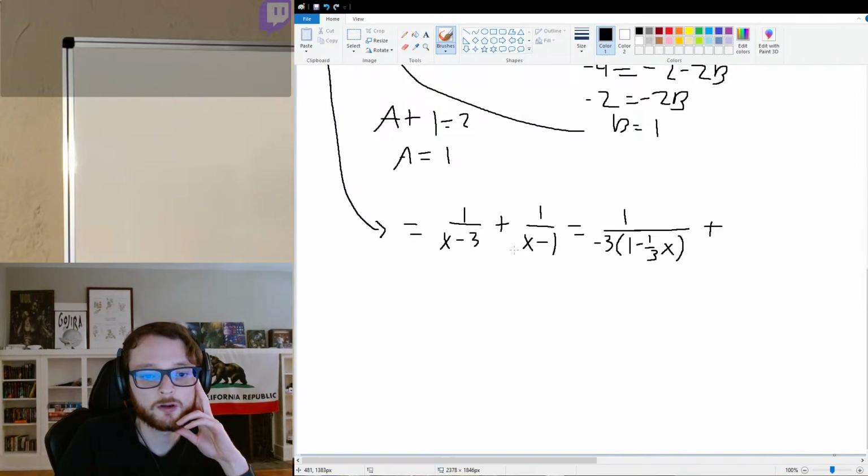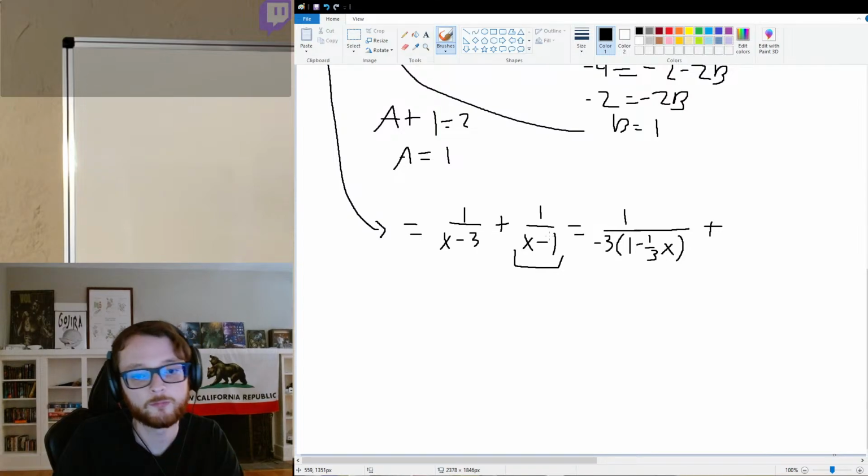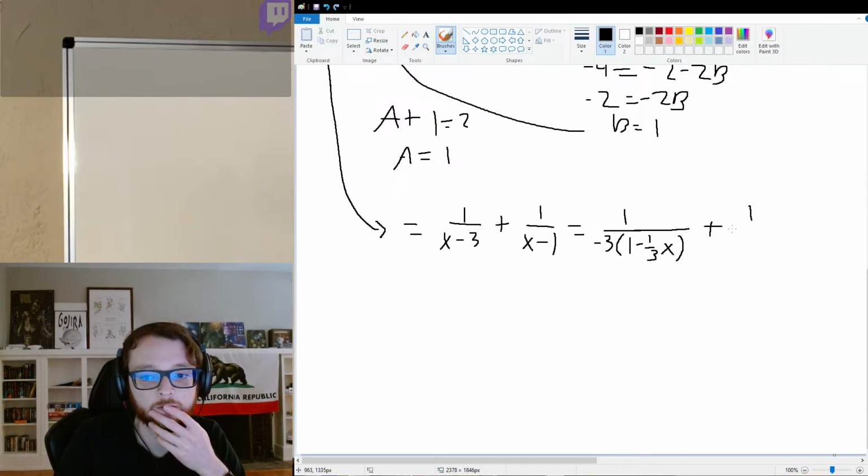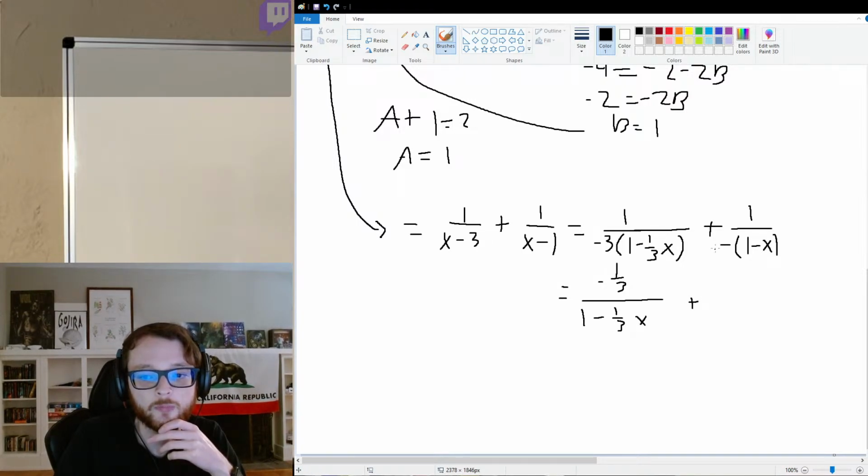And then over here, similarly, we already have the 1, but we want to flip these signs because we want 1 minus x rather than x minus 1. So let's factor out a negative sign. And I'll do my little extra rewriting that I wouldn't normally do. I'll bring this negative 3 up top to be negative a third. 1 minus 1/3 x, plus this negative sign can come up top to be negative 1 over 1 minus x.